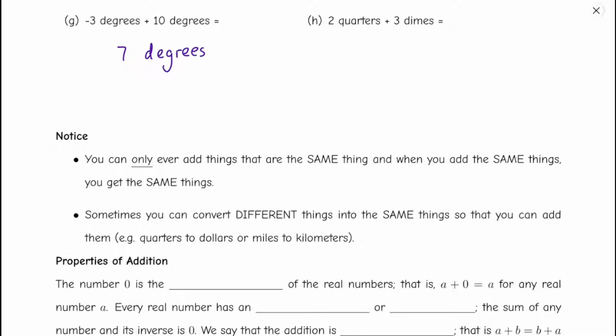Now, 2 quarters plus 3 dimes. They aren't the same thing, but I know they both represent money. For example, 2 quarters is the same thing as 50 cents. And 3 dimes is the same thing as 30 cents. So 2 quarters plus 3 dimes is equivalent to 50 cents plus 30 cents, which is 80 cents. So even if you don't start out with like things, sometimes you can convert them into like things.